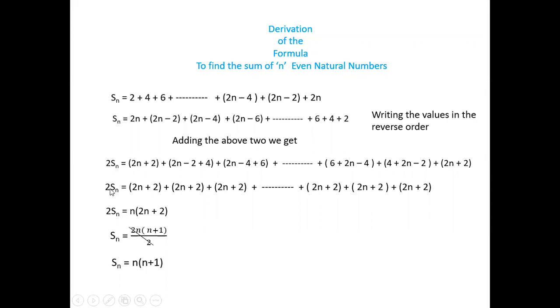And on the left side, you have got 2Sn. Bring this 2 down, and take out 2 common from these two. So when you take out 2 common, 2n bracket n plus 1 upon 2. 2 cancels. So your Sn is n into n plus 1. That is, the sum of n even natural numbers is given by the formula n into n plus 1.